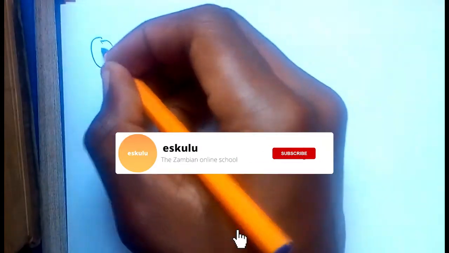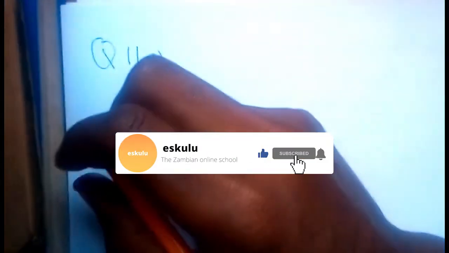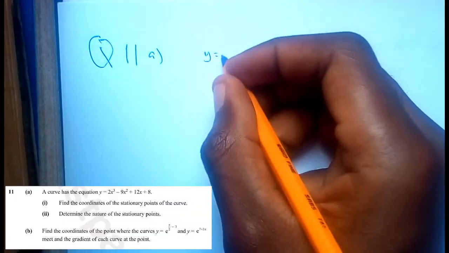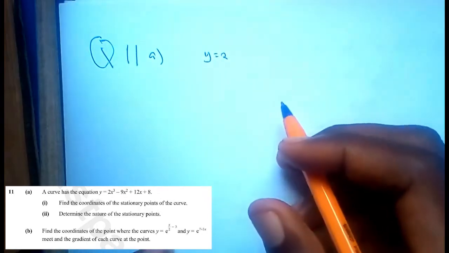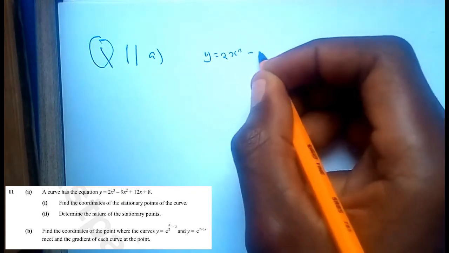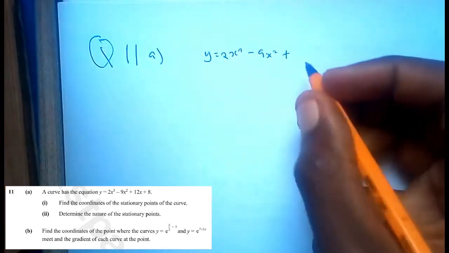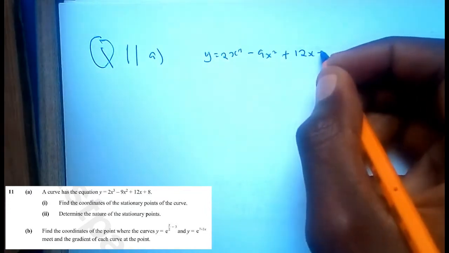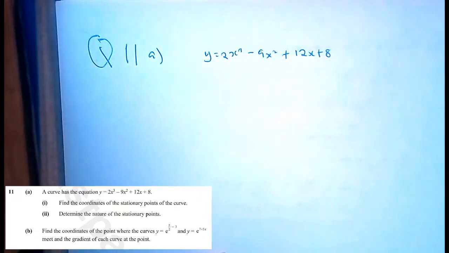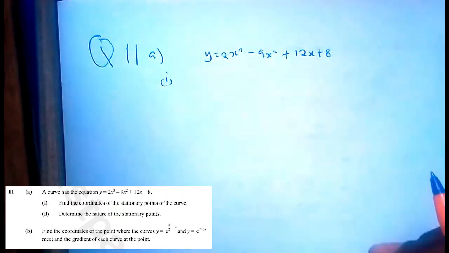Question 11a says the curve has equation y is equal to 2x cubed minus 9x squared plus 12x plus 8. Then 11a1 says find the coordinates of the stationary points of the curve.